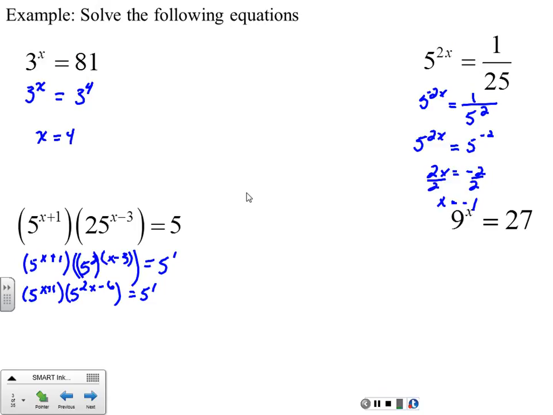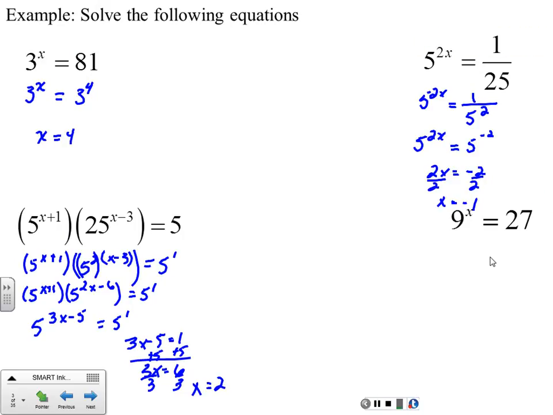Now, what happens when you multiply powers with like bases? What do you do with the exponents? You add them, combine like terms, so we're going to have 3x minus 5. And now, we're ready to set our powers equal to each other. And we have x is equal.